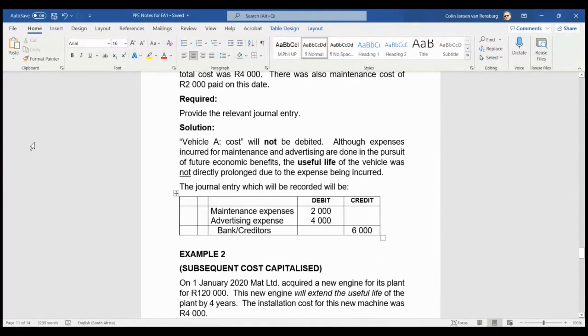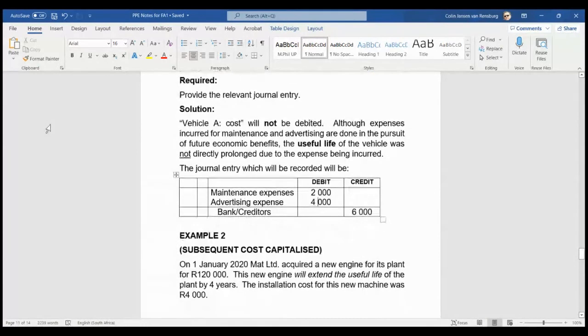Right. So the maintenance 2,000 rands will be written off as a maintenance expense, and regarding the fact that you've painted your logo and your contact details on a vehicle that's going to be seen by potential customers wherever it drives, you'll probably see that as advertising expense. Right.